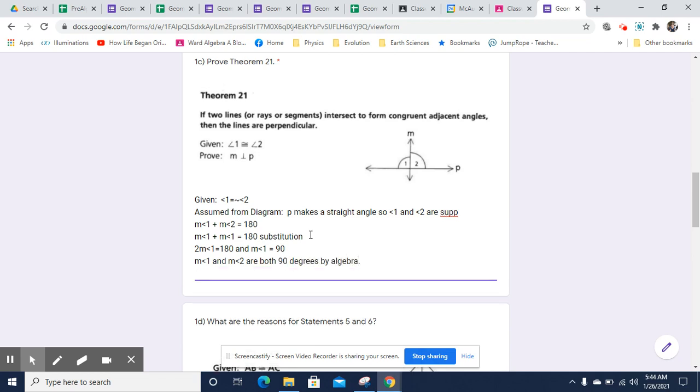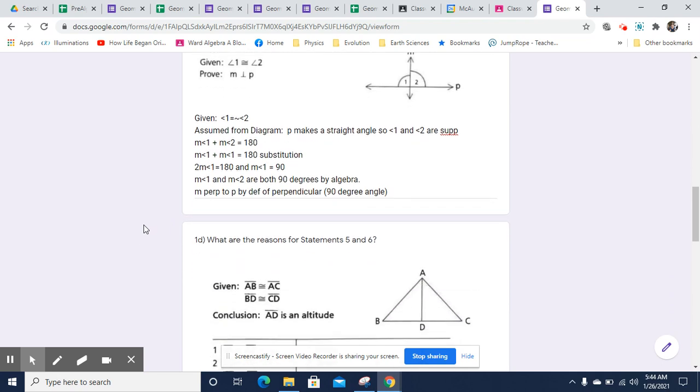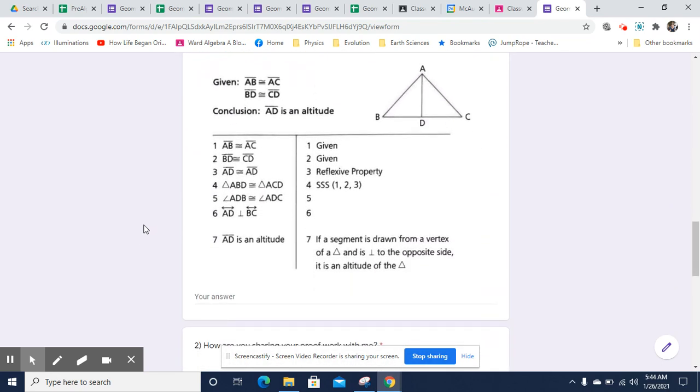Okay, so M is perpendicular to P by definition of perpendicular, 90-degree angle. Okay, there you go. That's basically how you prove it. You might have a faster, shorter way to prove it, but that is the basic stuff.